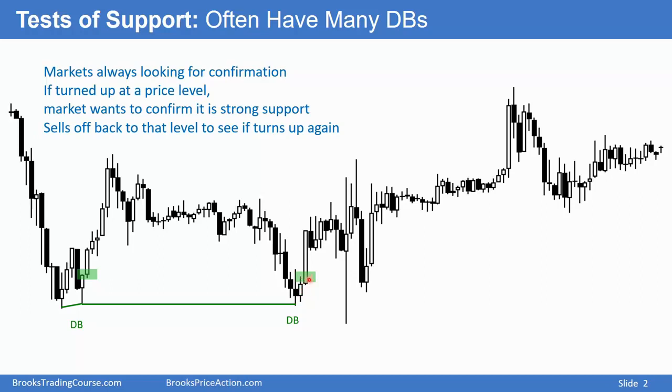The bears will get out and the bulls will buy. It's a double bottom, a slightly higher low major trend reversal. Here's a small double bottom.